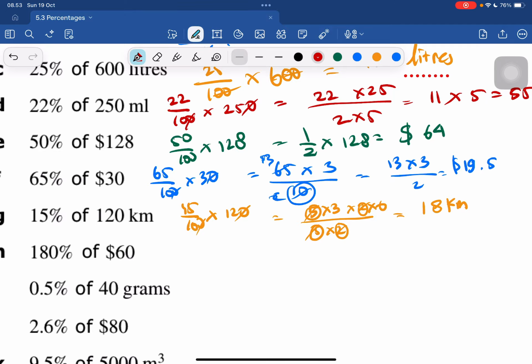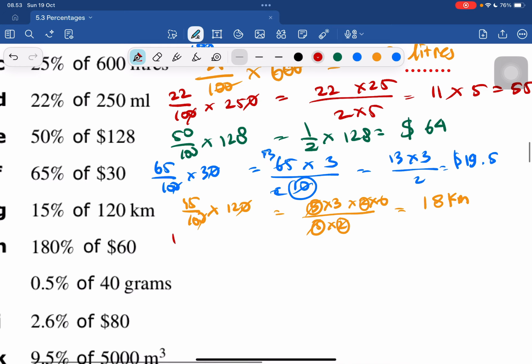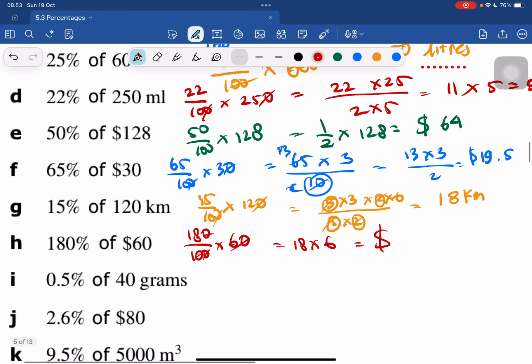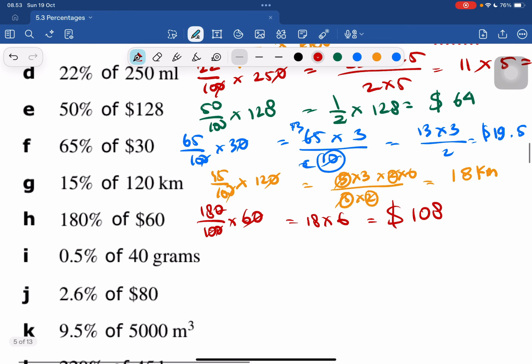Okay, next question, we got 180%. So 180% times 60. So we can divide by 10, 10, 10. So the rest is only 18 times 6. So 18 times 6 will give us the answer of 108.